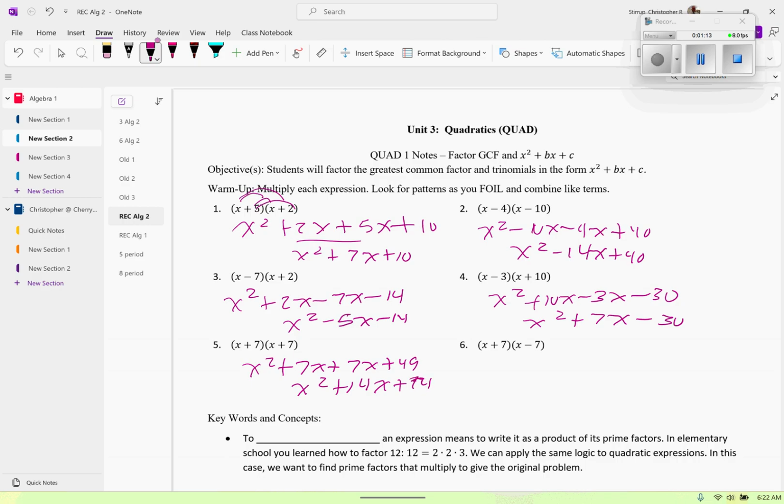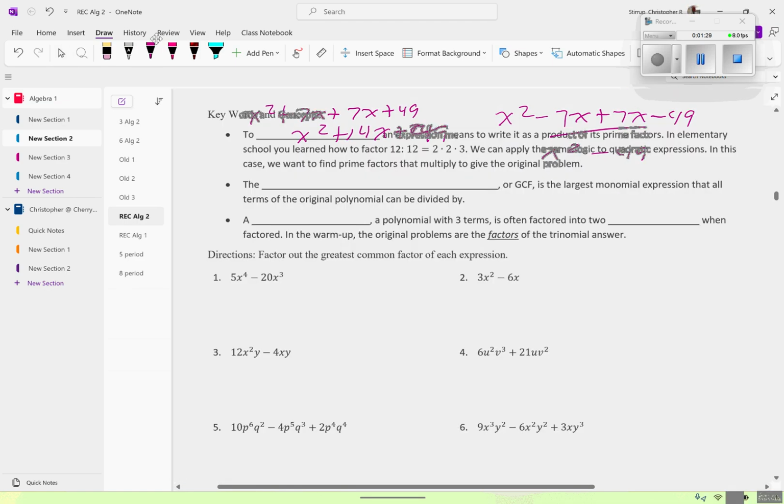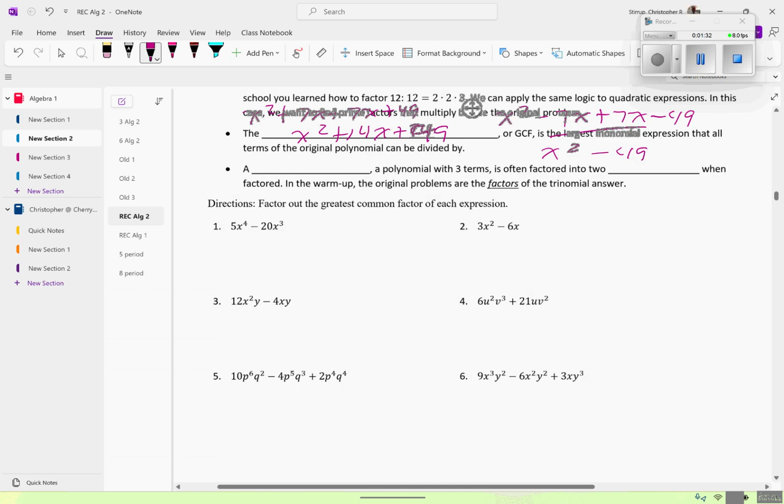Oops, that's a 49. And then this is a conjugate, so we're going to get x squared minus 7x plus 7x minus 49. Remember, those are going to cancel out because we had opposite values. Okay, let's go ahead and skip those. All right, let's take a look here.